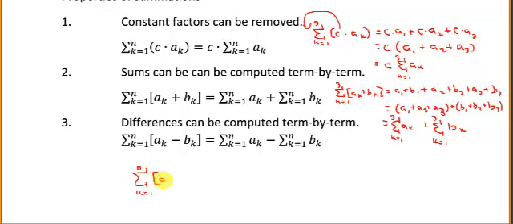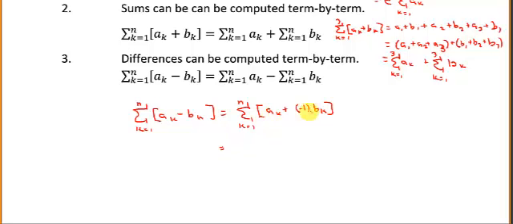So let's take a look at the sum as k goes from 1 to n of a sub k minus b sub k. That would be equal to the sum as k goes from 1 to n of a sub k plus negative 1 times b sub k. All right, and now I have the sum of two things, like in number 2 here. So this would be the sum as k goes from 1 to n of a sub k plus the sum as k goes from 1 to n of negative 1 times b sub k.